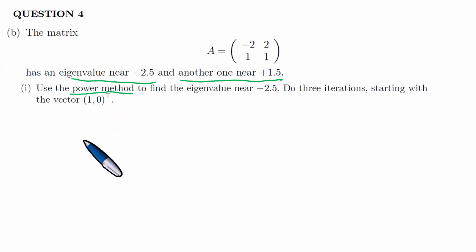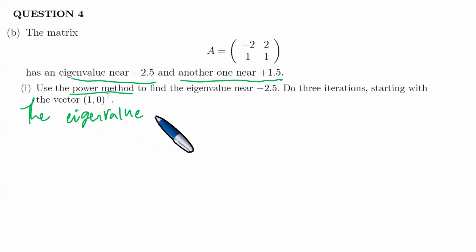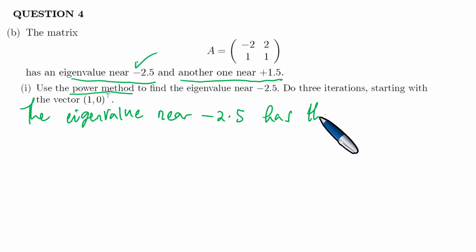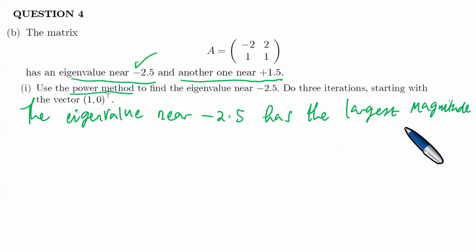Okay, so we look at these carefully. The eigenvalue. So there will be a couple of eigenvalues that are most certainly involved here. And in this particular question, there's an eigenvalue that is near minus 2.5. So the eigenvalue near minus 2.5 has the largest magnitude.